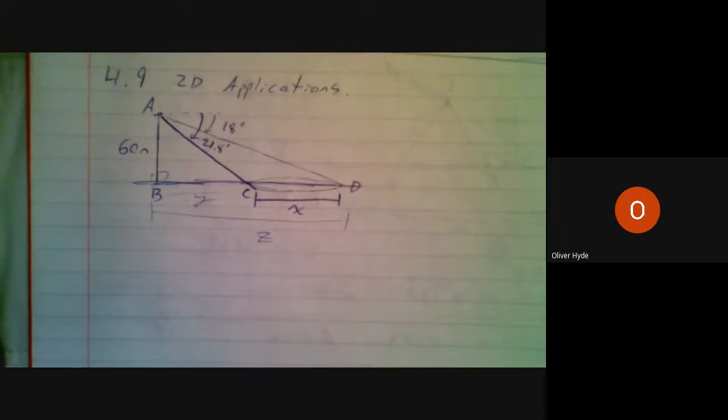The second question, with the destroyer and the carrier hunting an enemy submarine. It says a destroyer and a carrier hunting an enemy submarine. They are 10 kilometers apart with the carrier at a bearing of 20 degrees from the destroyer.